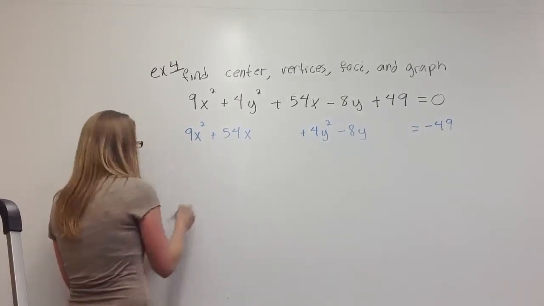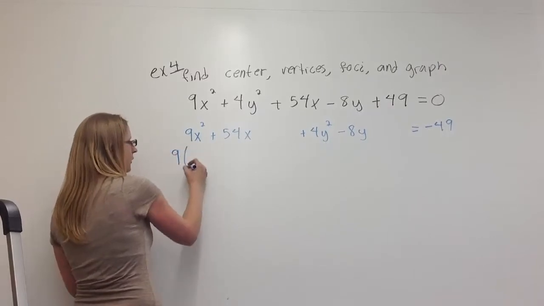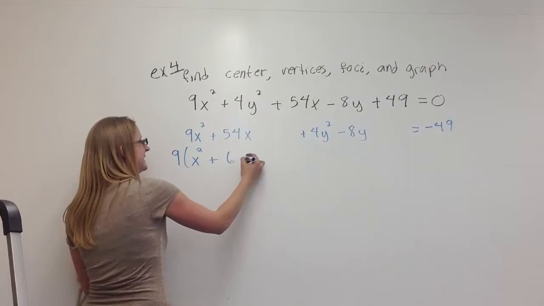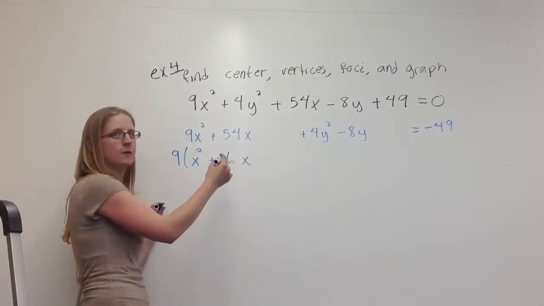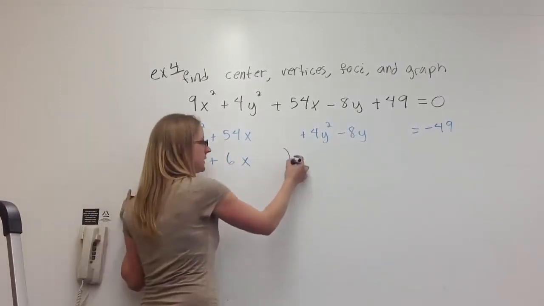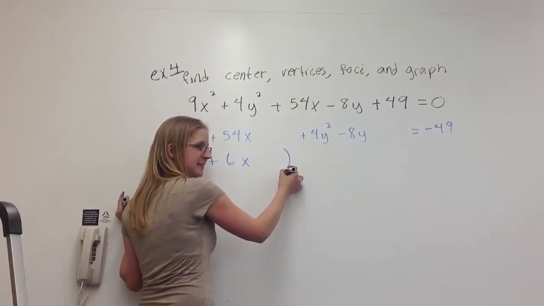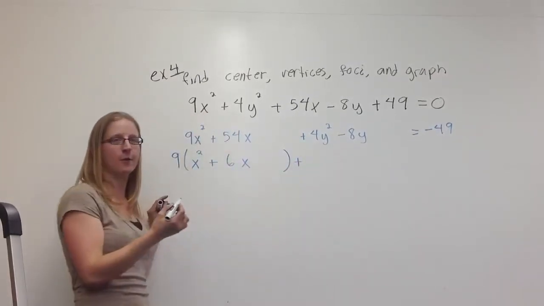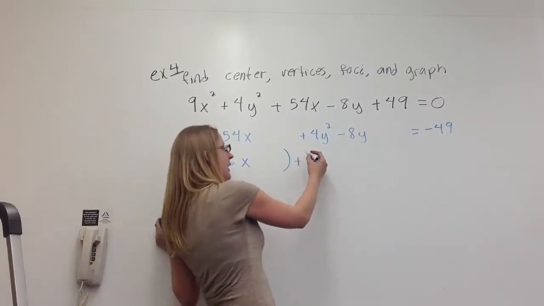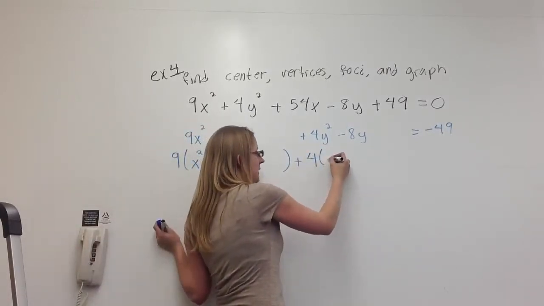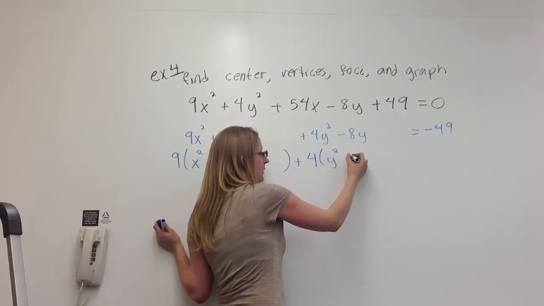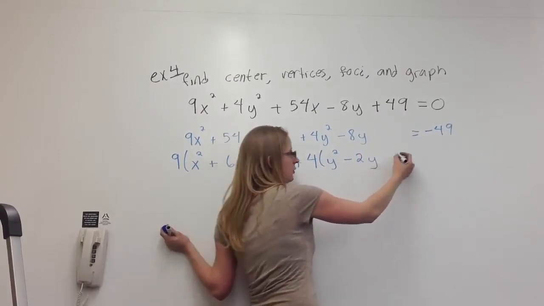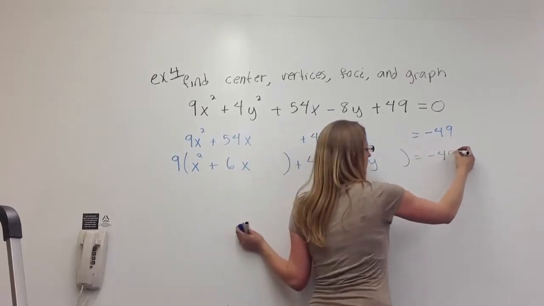And actually, I'm going to do this in the same color. Factor out the 9 first. And that's going to give me x squared plus what? 6x. 54 divided by 9 is 6. Plus, am I going to have to do the same thing for the y's? Yeah. What do I factor out of the y's? 4, which is going to give me y squared minus 2y. 8 divided by 4 is 2. I still have this negative 49 on the other side.